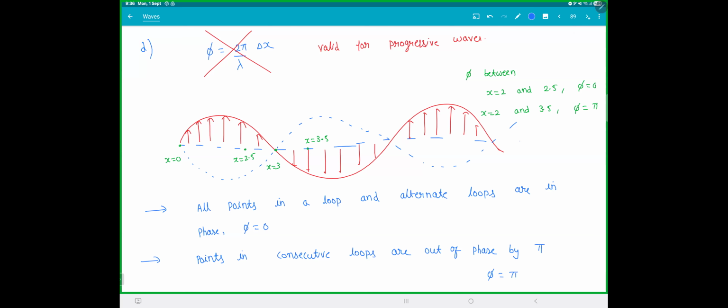Any doubts on this? Take a break. Come back by 9:41. Any doubts so far? They're on page 75. Chalo, come back in 5 minutes.